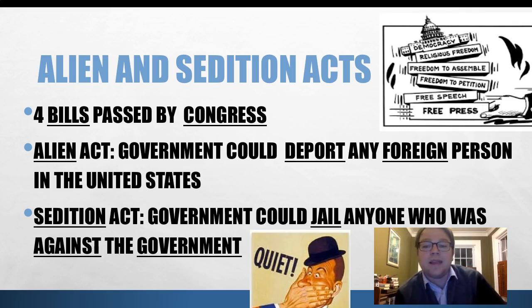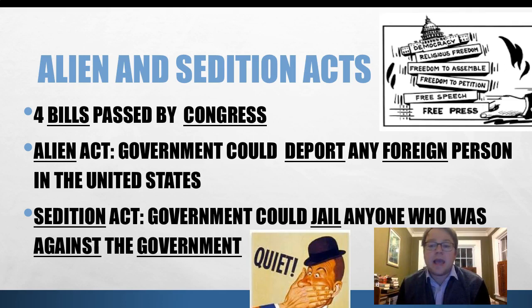All right, so the Alien Act was dealing with immigration. It also made it a little bit longer for people to become citizens of the United States. You had to live in the United States not for 5 years, but for 14 years. The Sedition Act is going to go right at the heart of the First Amendment and is really our first true test of the Constitution. Basically what it said is the government could jail anyone who is against the government.